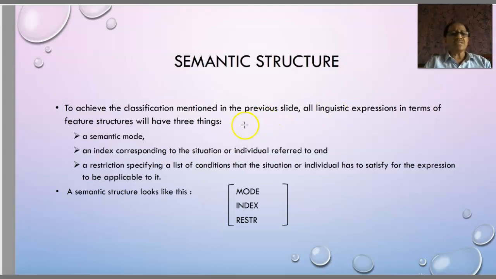What are the 3 features? A semantic mode which we have seen, which is nothing but either proposition, question, directive, or reference. Then there shall be an index. What does index do? Index corresponds to the situation, or index corresponds to an individual. If the semantic mode is reference, then the index corresponds to an individual which we refer to in that situation.